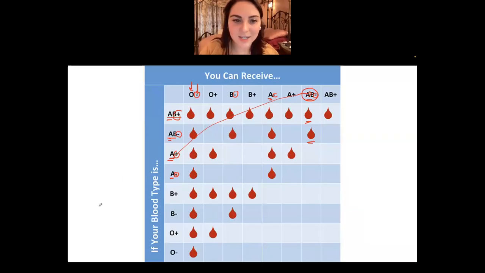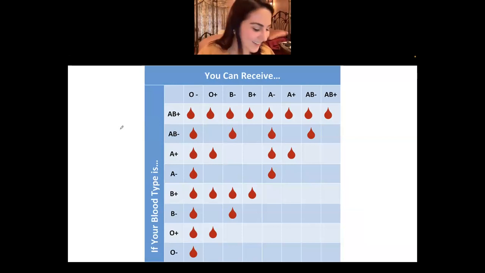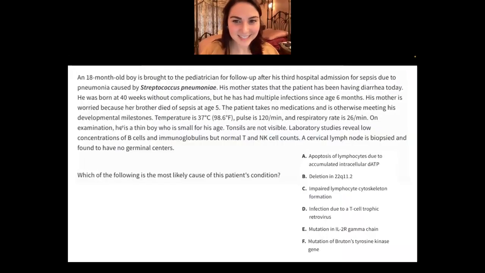Make sense? I actually think this is a very confusing chart. I'm so sorry that I put this on here. But just make your own chart and remind yourself. I think this was more helpful for seeing the Rh, but it is confusing for the rest. Okay. Good. Blood typing. Okay. Next.